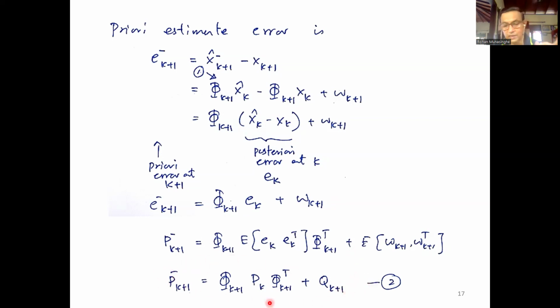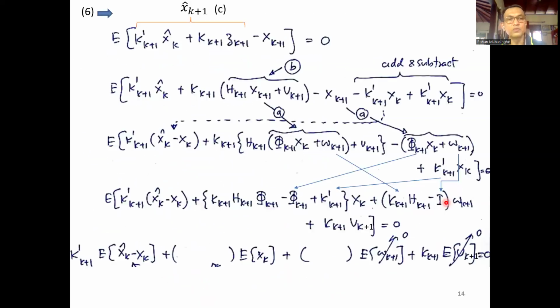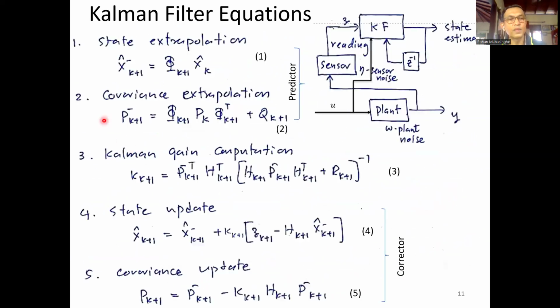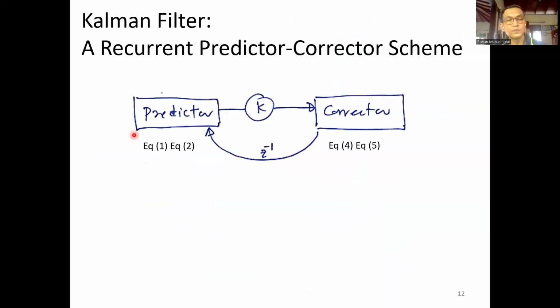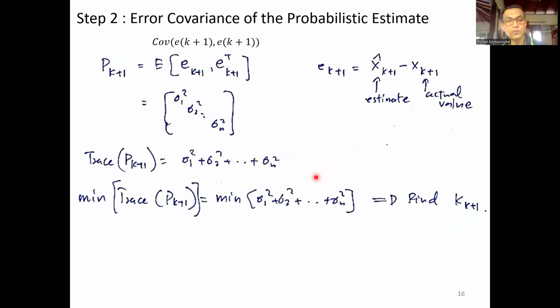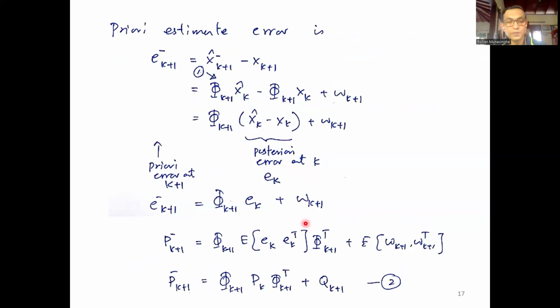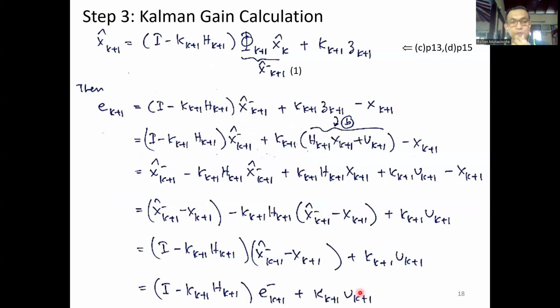To go back to the Kalman filter, there are 5 equations, and this is equation number 2. This one. Now, step number 3, we want to calculate the Kalman gain.